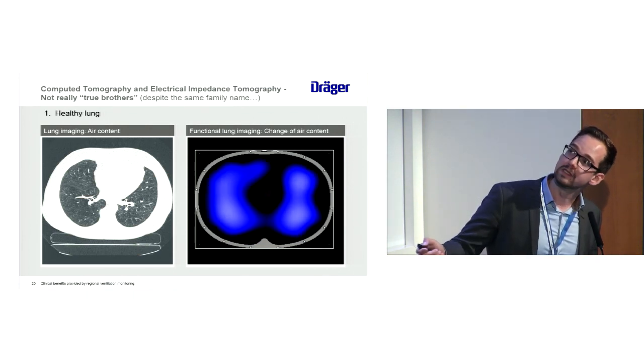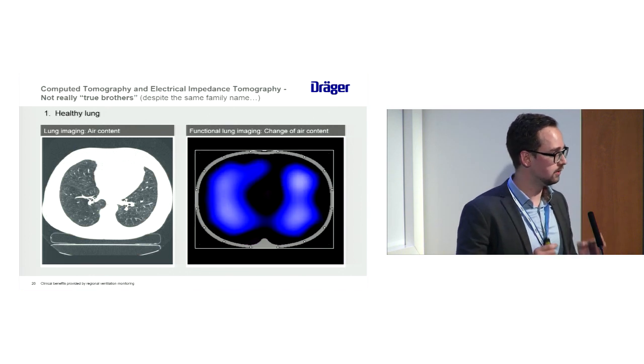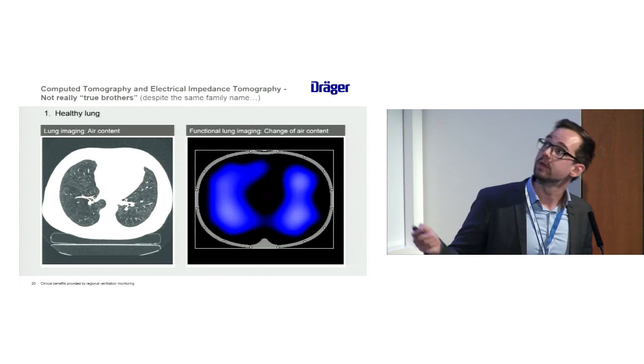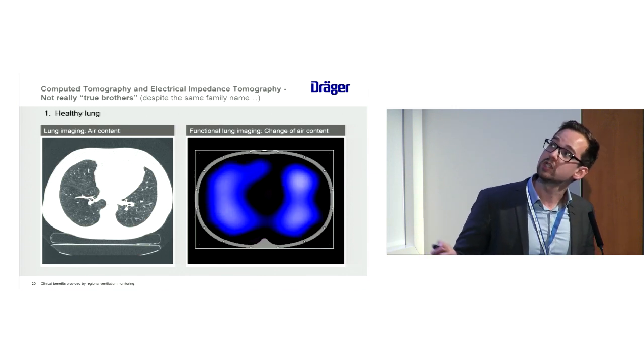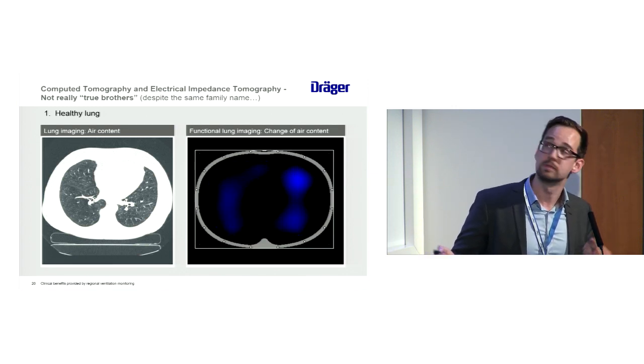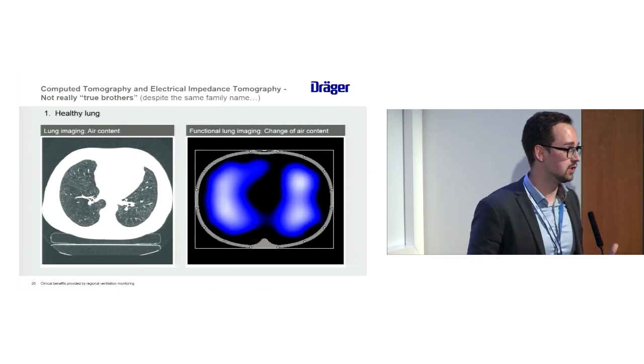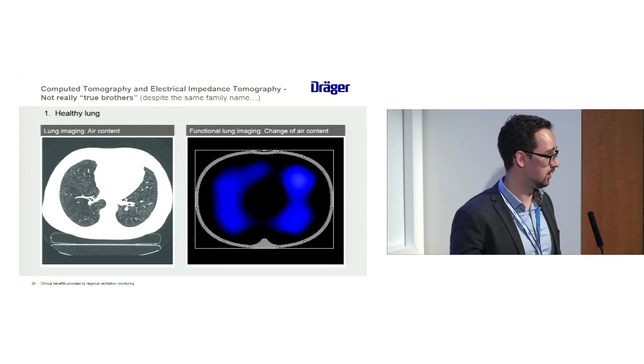But on the left, we can see air content, just simply how much air is inside the lung. However, on the right side, we can see functional lung imaging, so we rather display the change of air content. So which part within the chest is actually taking part in the gas exchange.